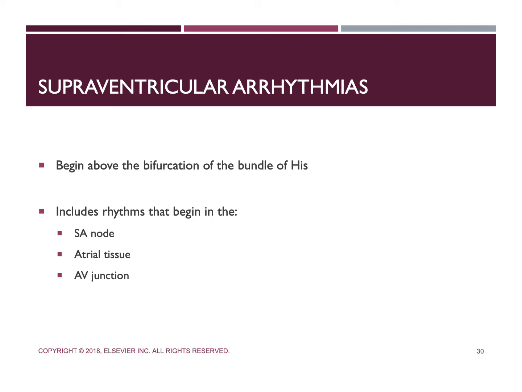Now we're going to move into supraventricular arrhythmias. And these begin above the bifurcation of the bundle of His. So what this means is that the supraventricular arrhythmias include arrhythmias that begin in the SA node, the atrial tissue, or even the AV junction. And the term supraventricular tachycardia, SVT, includes supraventricular rhythms with a ventricular rate faster than 100 beats per minute at rest.